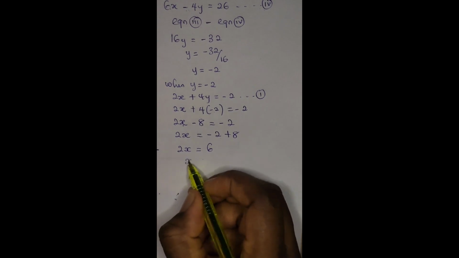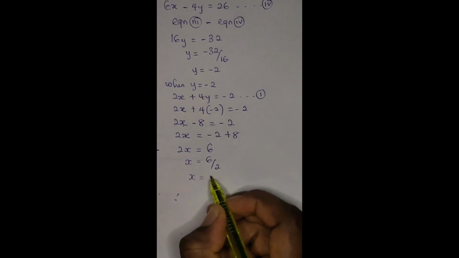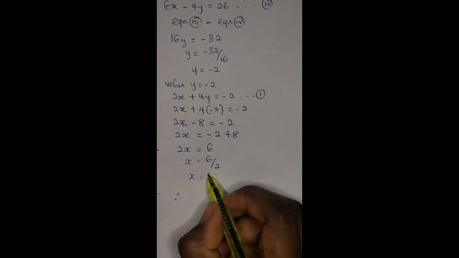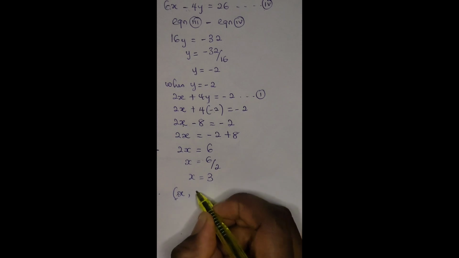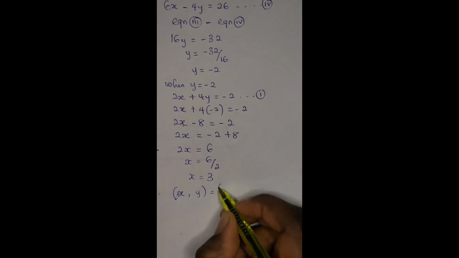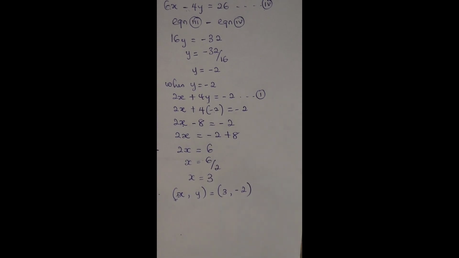So we then have x equal to 6 over 2. X equal to 3. That will give us x comma y equal to 3 comma minus 2. So that is it for the elimination method.